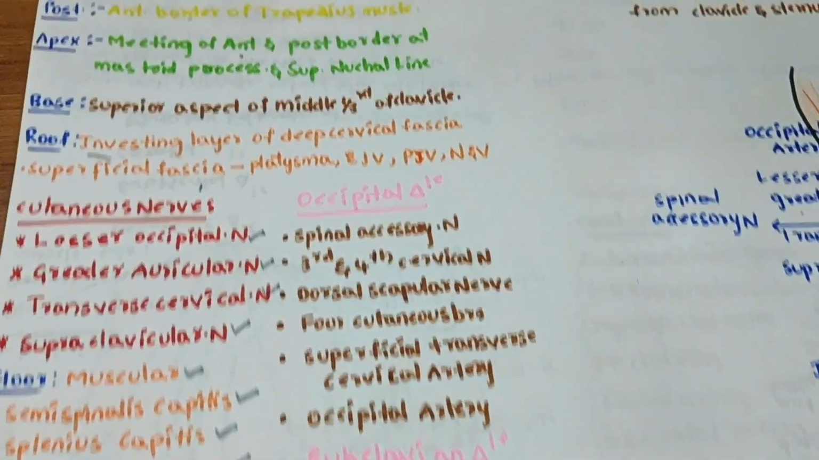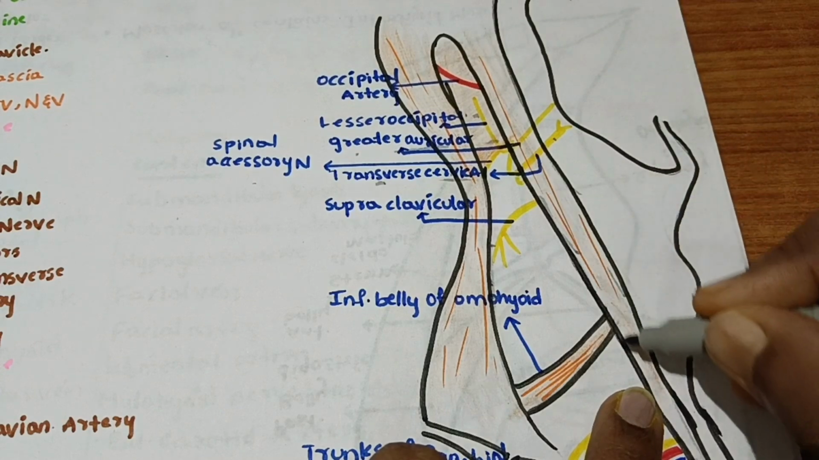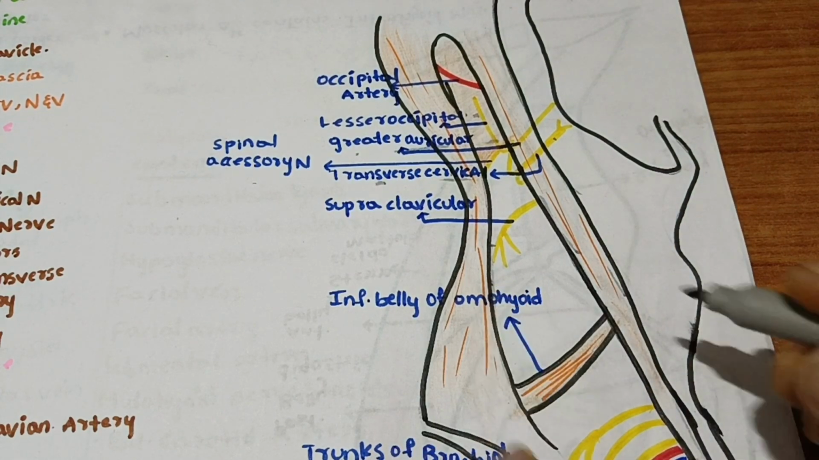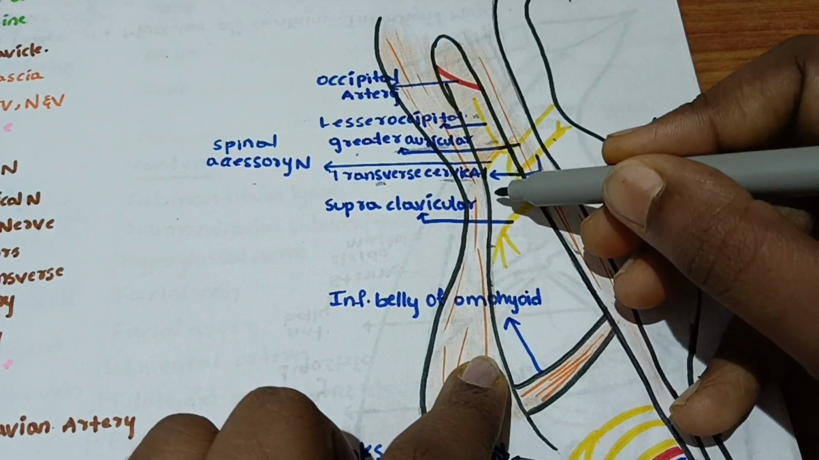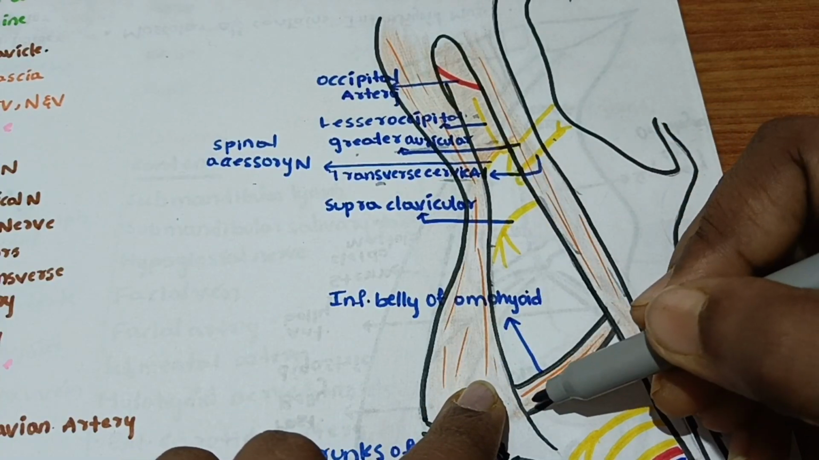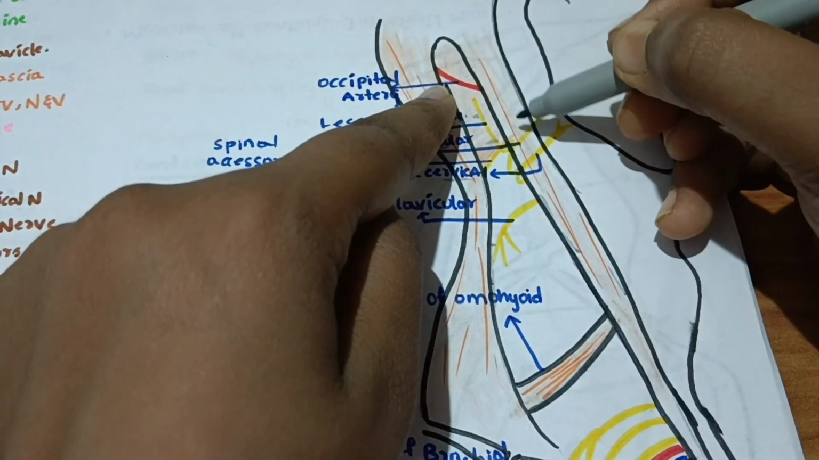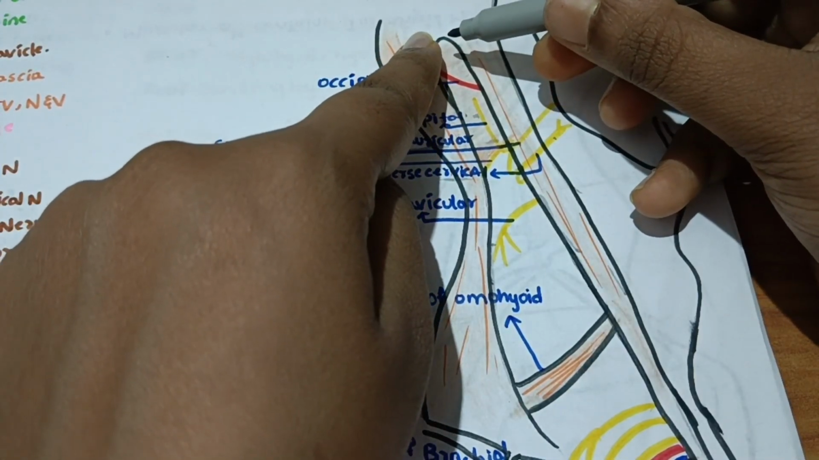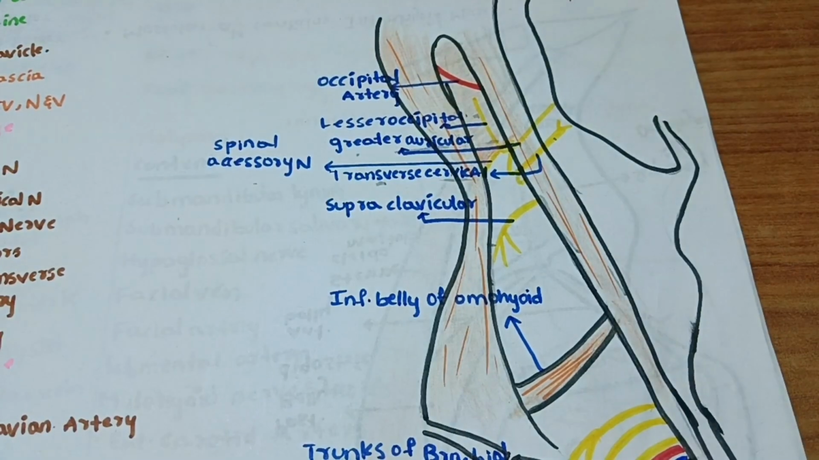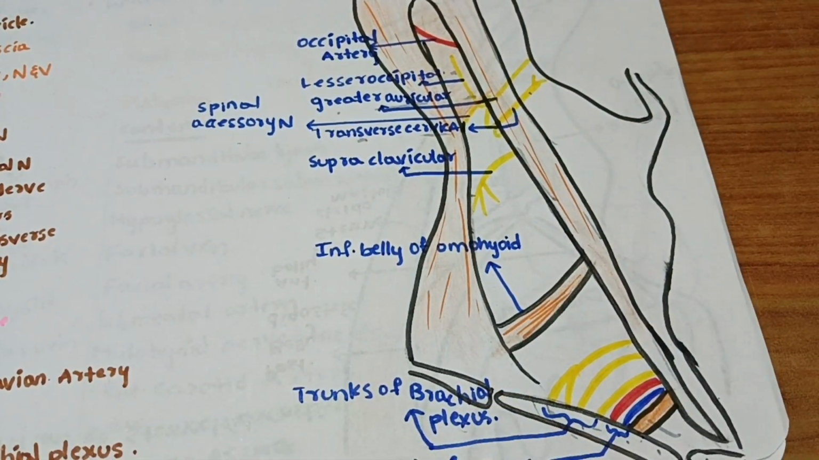Once again, the borders. Let's discuss in the diagram. The anterior border is formed by the posterior border of the sternocleidomastoid, and the posterior border of the posterior triangle is formed by the anterior border of the trapezius muscle. The apex is formed by the meeting point of the 2 borders, anterior and posterior. Now the base is formed by the superior aspect of the middle 1/3 of the clavicle.